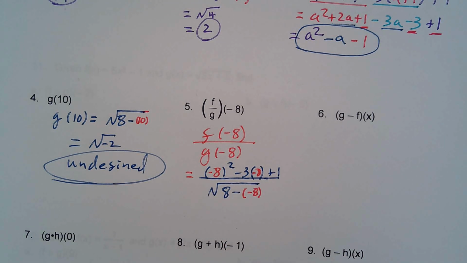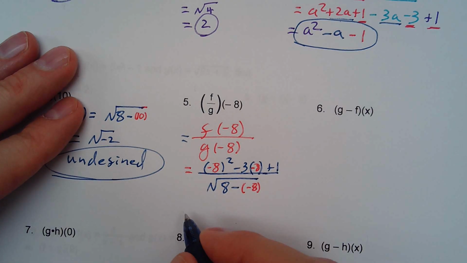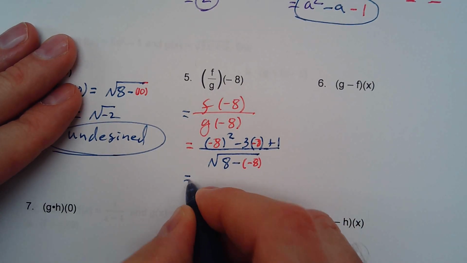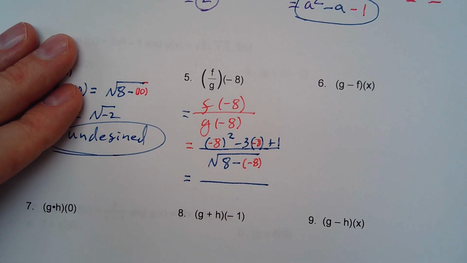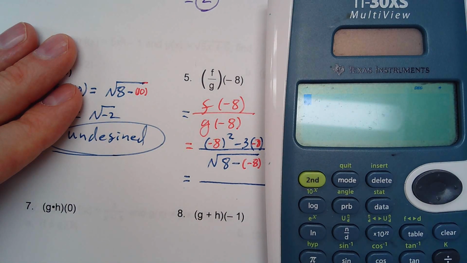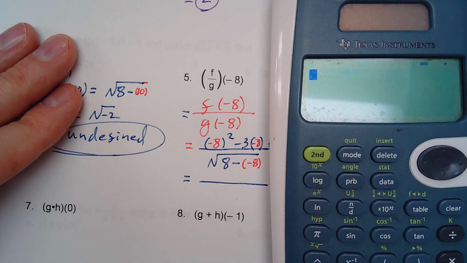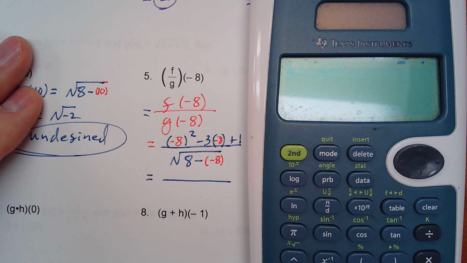And now I need to simplify each of these. So again, if I want to, I can use my calculator. So I'm going to first do the numerator. So in the numerator, parentheses -8 squared, subtract 3 parentheses -8 plus 1. That's 89.